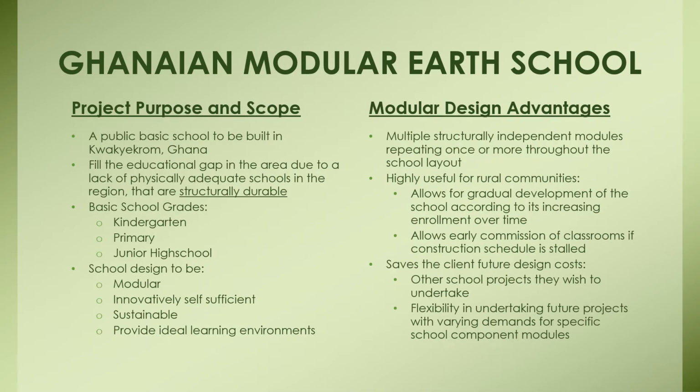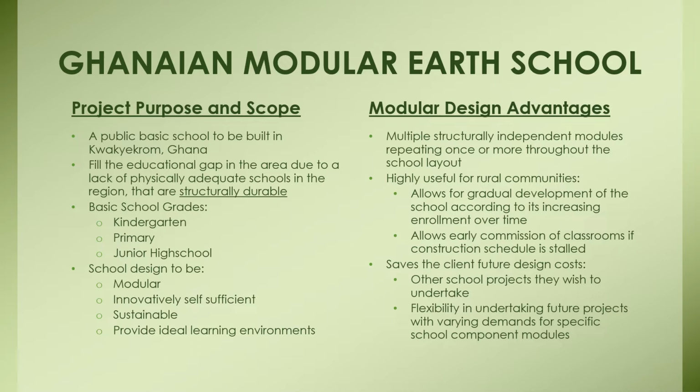The scope of this project was to design a basic school to be built in Kwachakrum, Ghana due to a lack of physically adequate schools in the region. A basic school encompasses kindergarten, primary, and junior high school grades. The main goal for the design is for the school to be modular, self-sufficient, and sustainable while providing ideal learning environments.